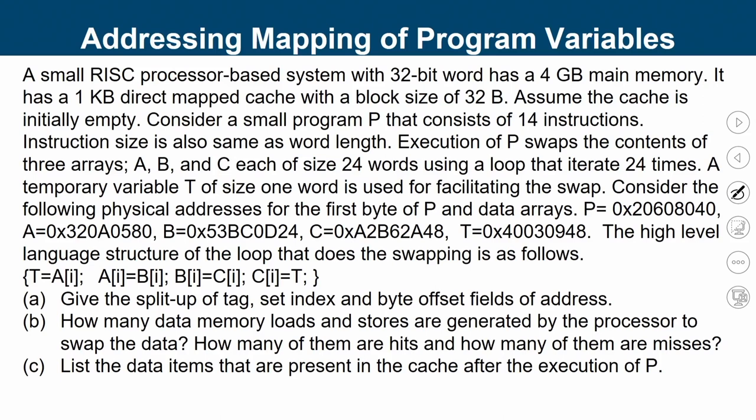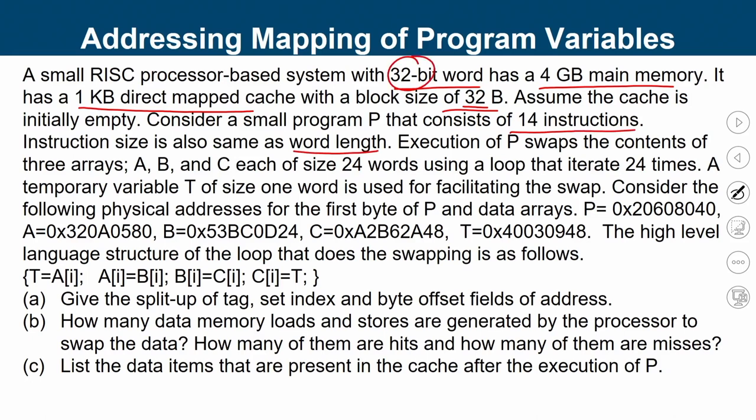I am talking about a small RISC processor based system that uses a 32-bit word and has 4 GB main memory. It has a 1 KB direct mapped cache with a block size of 32 bytes. Assume the cache is initially empty. Consider a small program P that consists of 14 instructions. Instruction size is also the same as word length. Word length is 32 bits, so each instruction is also 4 bytes.